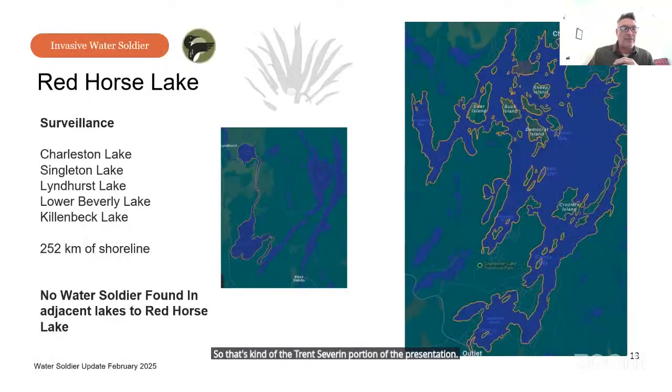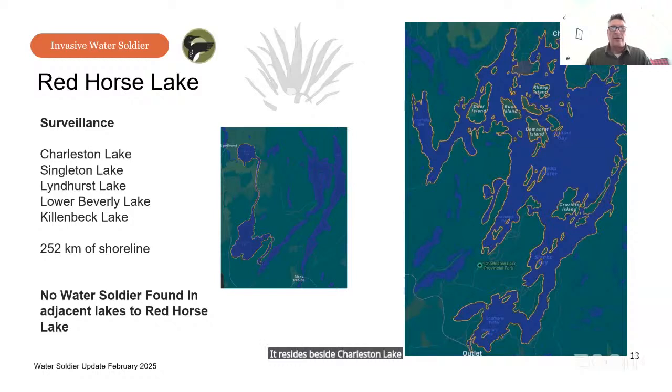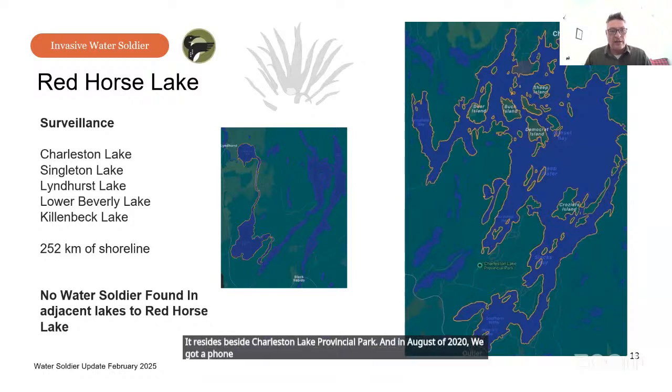So now I'm delivering the portion on Red Horse Lake. Red Horse Lake is a lake just north of Gananoque, Ontario. It resides beside Charleston Lake Provincial Park. And in August of 2020, we got a phone call on the hotline reporting water soldier. We went there, confirmed it, and since then we've been managing it.